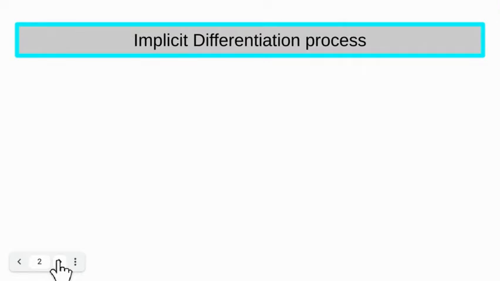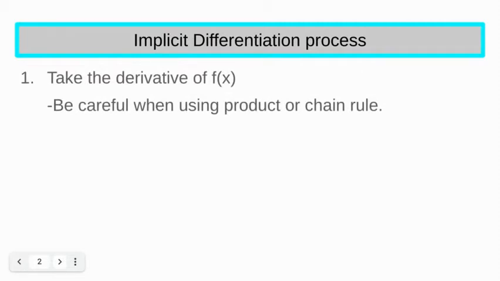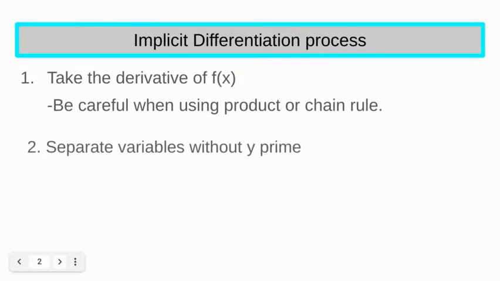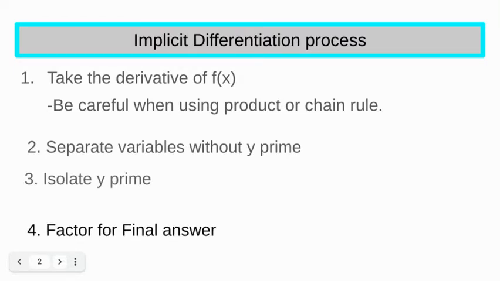So there's 4 steps for implicit differentiation. The first one is to take the derivative. Be careful when you're using product or chain rule, because getting the correct derivative here is going to decide whether you get the problem right or not. Step 2 is to separate variables without y prime in it. Step 3 is to isolate y prime. And step 4 is to factor for final answer.